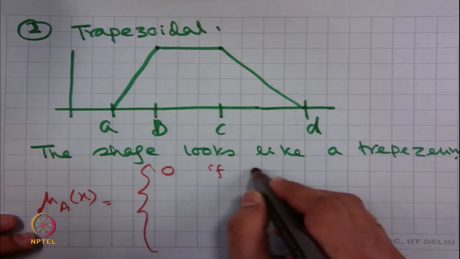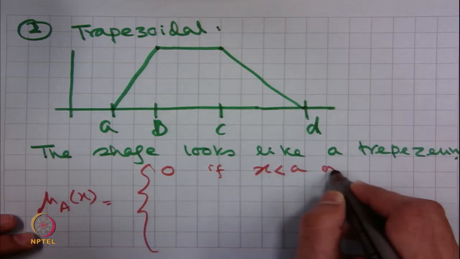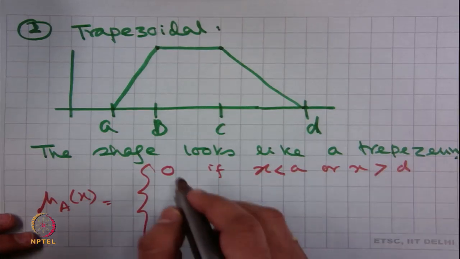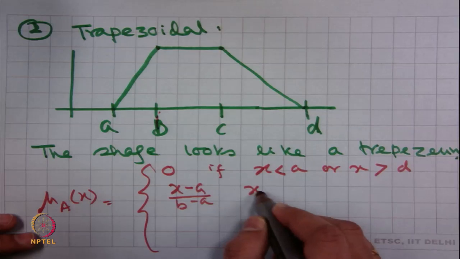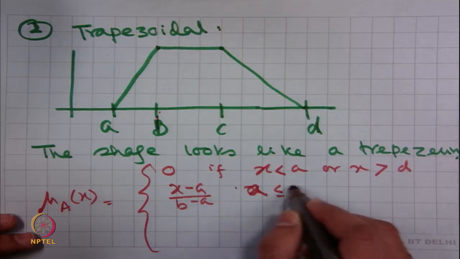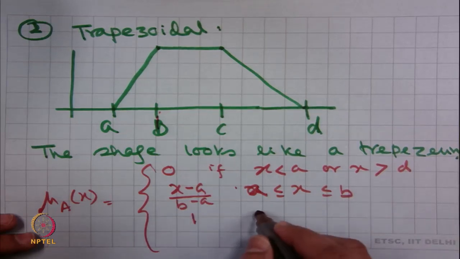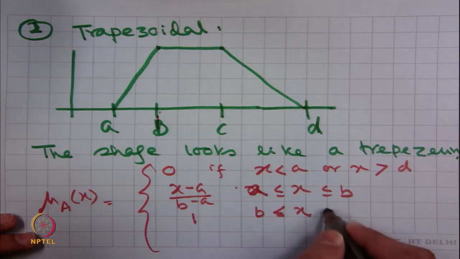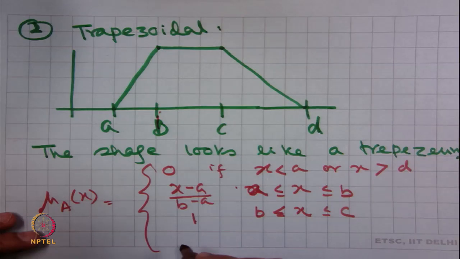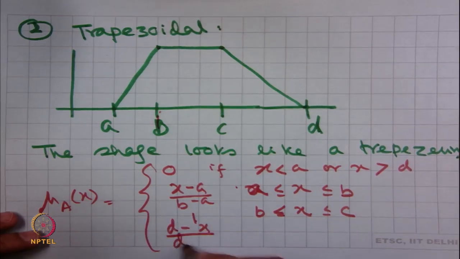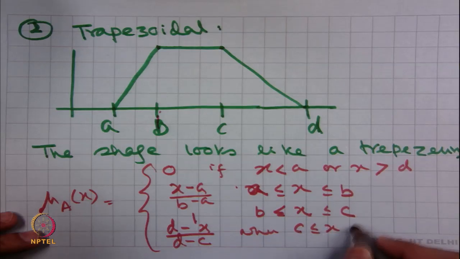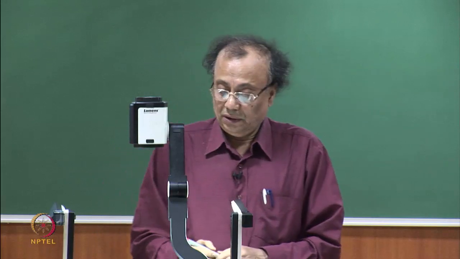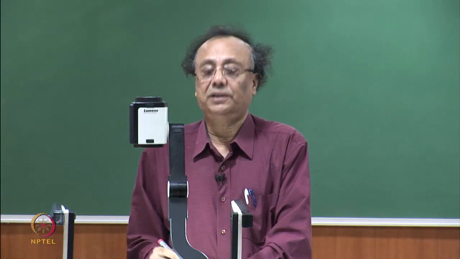Zero if x less than a or x greater than d. It is x minus a upon b minus a when a less than equal to x less than equal to b. It is 1 when b less than equal to x less than equal to c, and it is d minus x upon d minus c when c less than equal to x less than equal to d. Like that, we can specify the membership function for each element in the interval a to d.